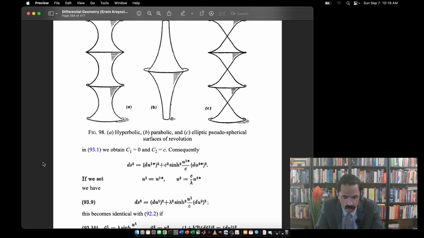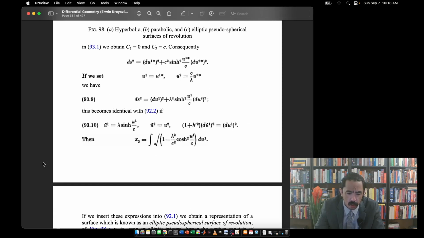Consequently, ds squared is equal to du1 star squared plus lowercase c squared times the square of hyperbolic sine of u1 star over lowercase c, then times du2 star squared. If we set u1 equal to u1 star and u2 equal to lowercase c over lambda then times u2 star, we have that ds squared equals du1 squared plus lambda squared times the square of hyperbolic sine of u1 over c then times du2 squared.